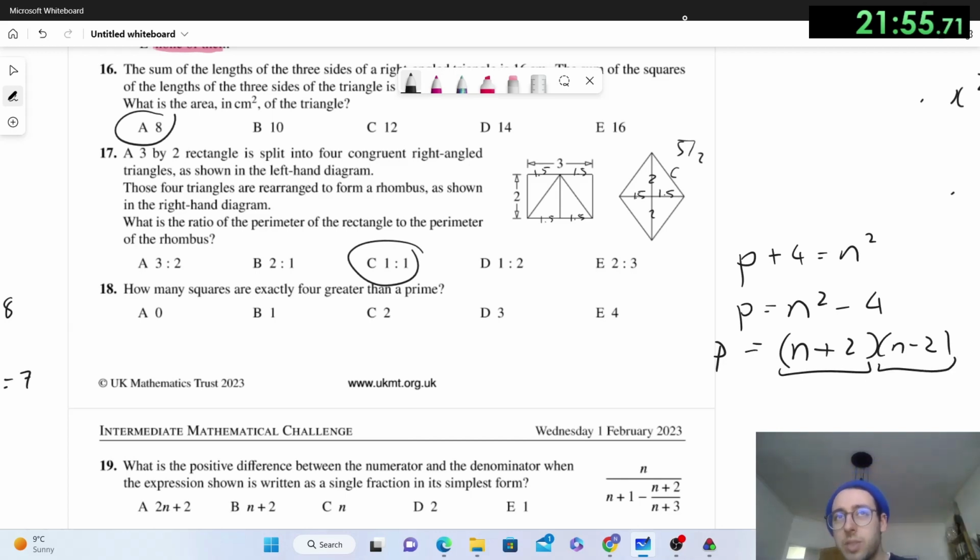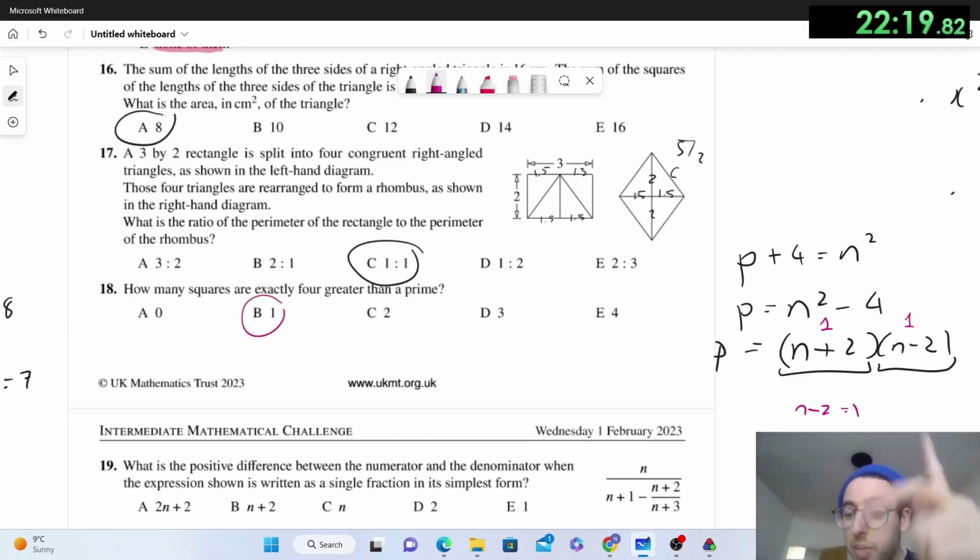But we know primes aren't composite. One of their factors has to be 1. So either this is 1 or this is 1. If n plus 2 equals 1, that means n is minus 1, which can't work, because we're not dealing with negatives, we're just dealing with positives. So n minus 2 has to equal 1, and there's only one outcome. N is 3. So the answer is 1, but what's cool is we know which one that is. It's 5 times 1, which is 5. 5 is the only prime 4 greater.